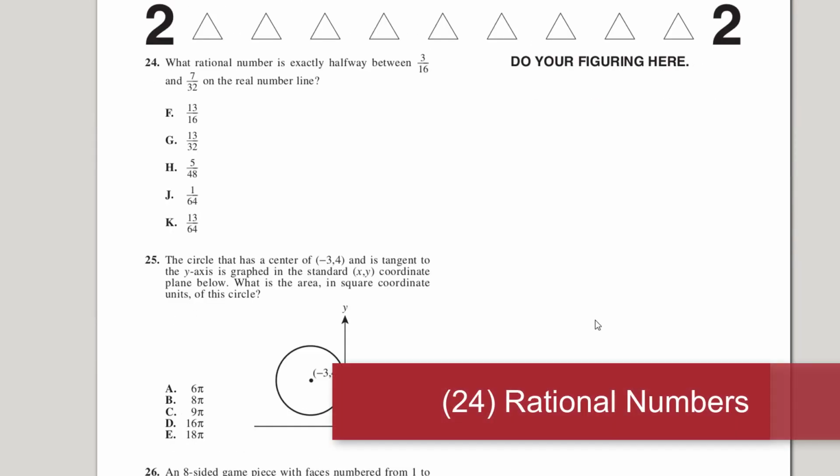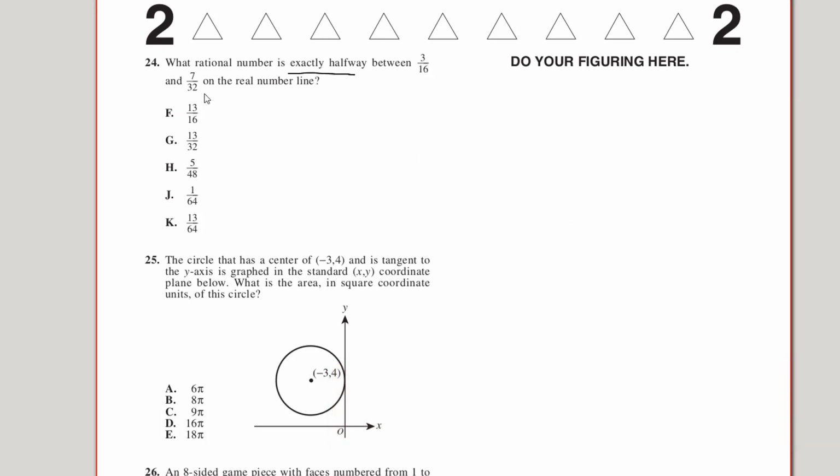Question 24 says, what rational number is exactly halfway between the fractions 3/16 and 7/32 on the real number line? So we're looking for a rational number, which just tells us that it's a fraction, or can be represented as a fraction, between 3/16 and 7/32. Exactly halfway is our clue. We're going to look really for the middle fraction, and we can take our 3/16 and 7/32, add them up, and divide by 2. That's going to give us that value.